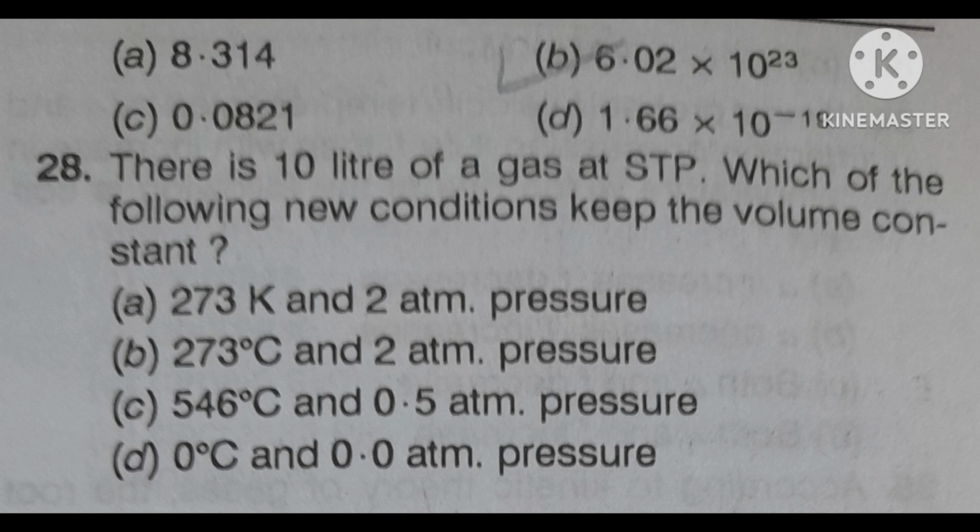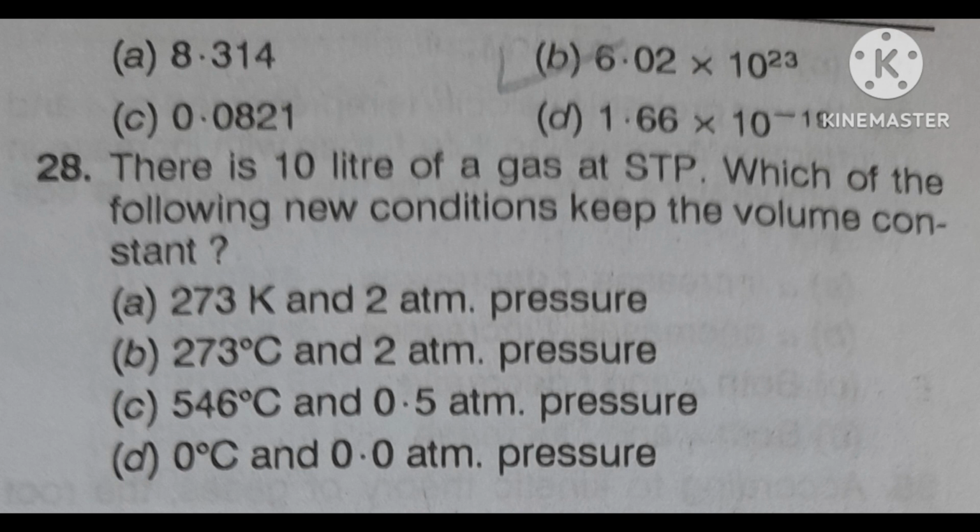Then per mole, what is the number of molecules? Per mole, how many molecules? Avogadro number of molecules. Correct? The number of molecules present per mole is the Avogadro number. Hence the correct answer is B, 6.02 into 10 to the power 23.